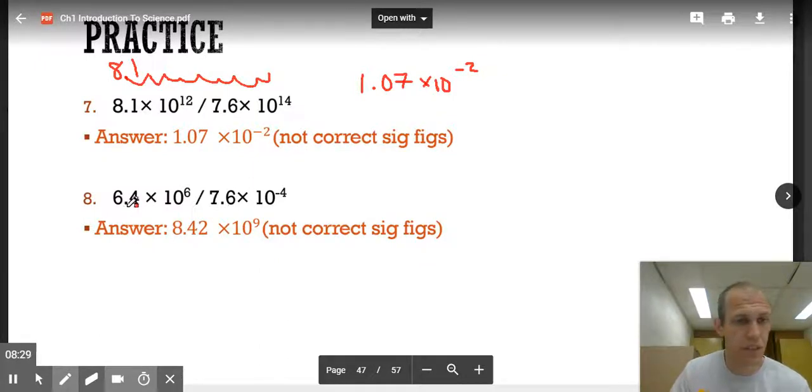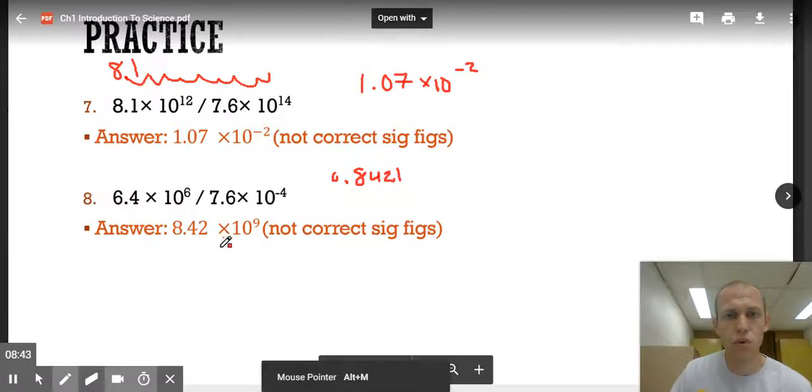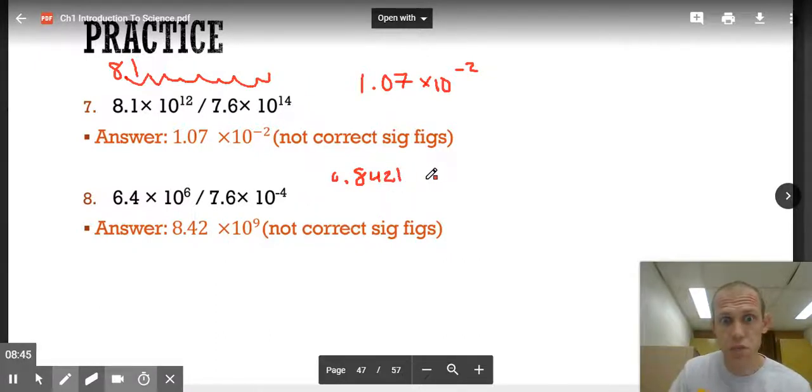Last one, you can do the same thing. 6.4 times 10 to the 6th divided by 7.6 times 10 to the negative 4th. Just divide 6.4 and 7.6, and you would get out 0.8421, and then there's even some more numbers after that. So this is an approximation. And then divide means subtract their powers. So 6 minus negative 4 would be positive 10.